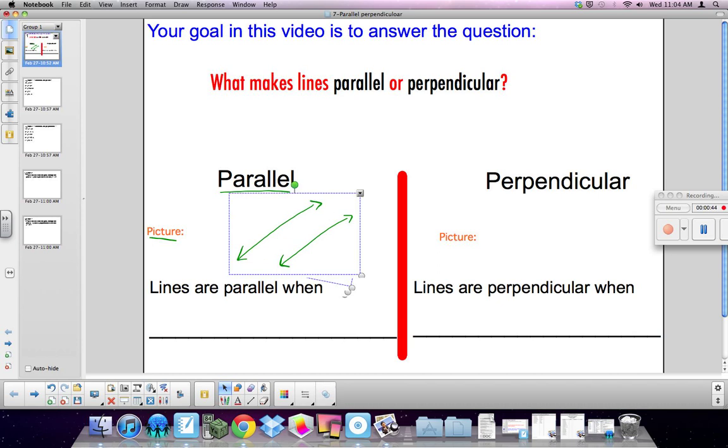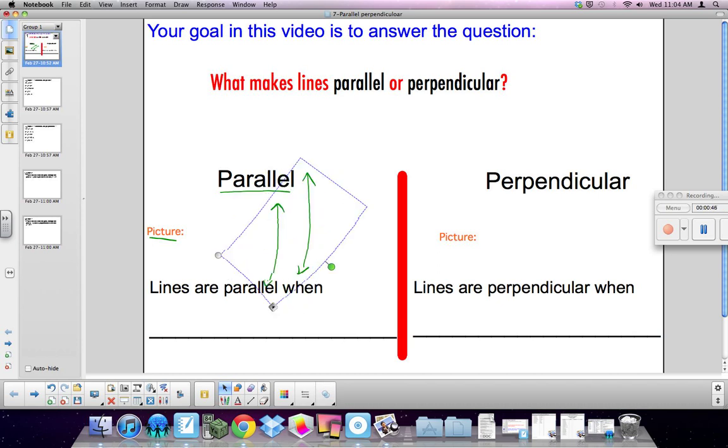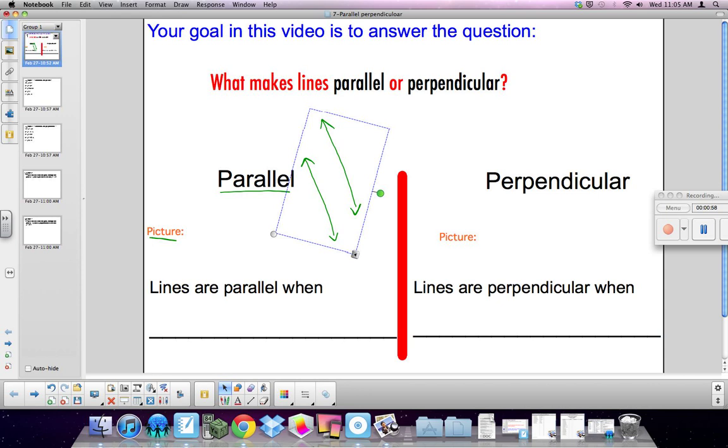Another pair of parallel lines, well, I could swing these around. These never cross. They go in the same direction, excuse me. They go in the exact same direction. They never touch each other. The two sides of the road are parallel in any road that you might draw. So that's what parallel lines are.